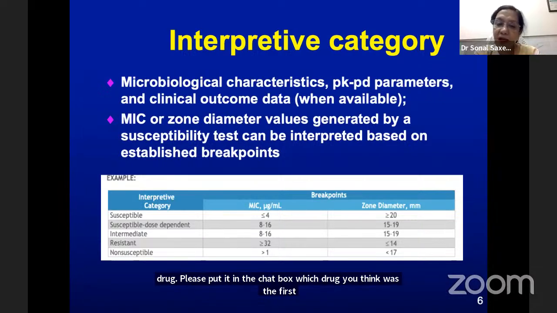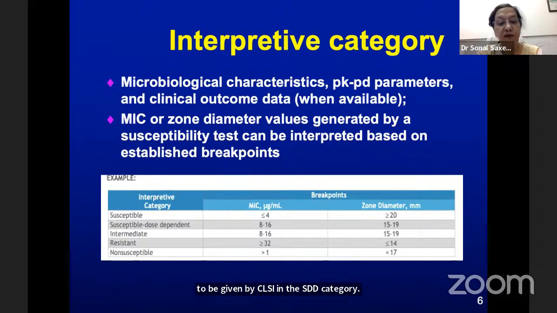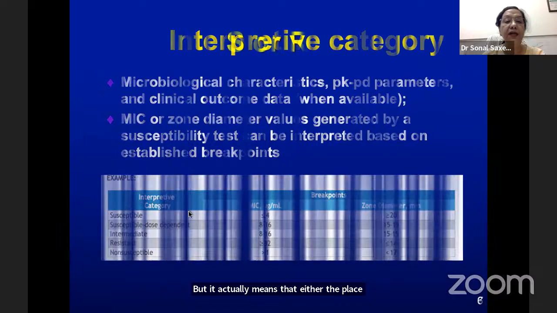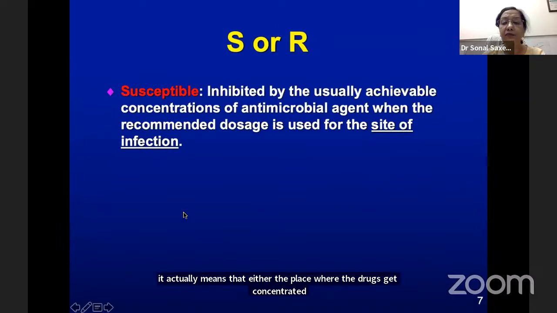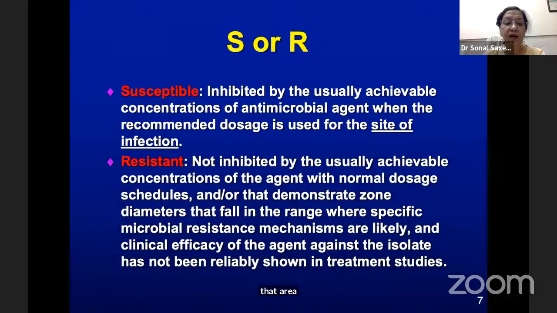Then an intermediate category. Very often the clinician gets confused in intermediate, although there is a lot of clarity for the microbiologist on this aspect, but very often it is the clinician who gets confused. It is a kind of a buffer zone which is given to the clinician, but it actually means that either the place where the drugs get concentrated, that area, or an area where you can increase the dose, intermediate will work. So, susceptible means inhibited. Resistant is which is not inhibited by the achievable concentrations of the agent with normal dosage schedule.